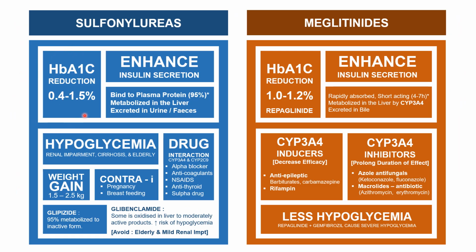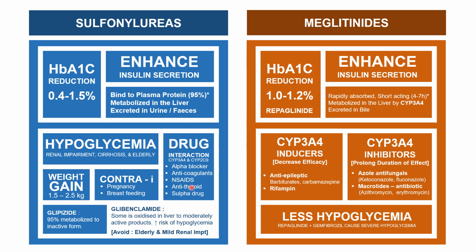Sulfonylurea can reduce the HbA1c level in the range of 0.5 up to 1.5%, while repaglinide managed to reduce HbA1c by 1%. Both drugs are rapidly absorbed and highly bound to plasma protein. Meglitinides are metabolized in the liver by cytochrome 3A4, whereas the sulfonylureas are metabolized by cytochrome 3A4 as well as cytochrome 2C9.